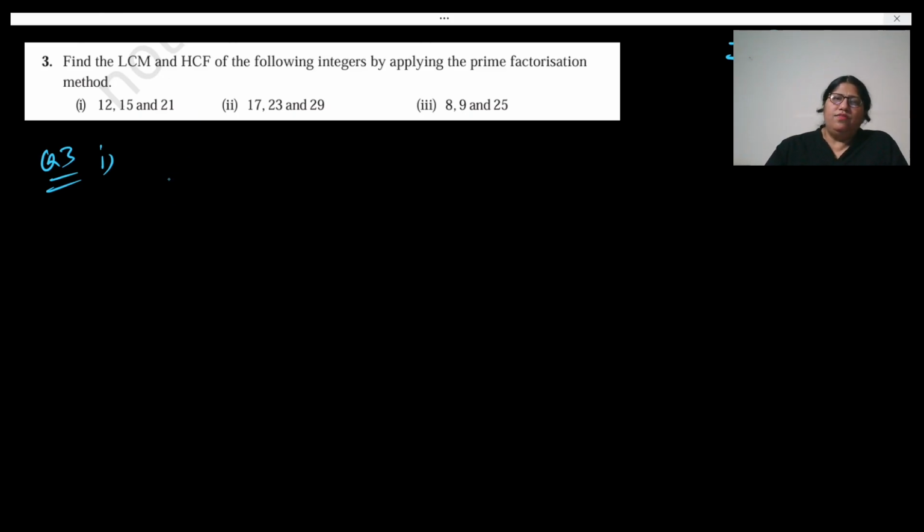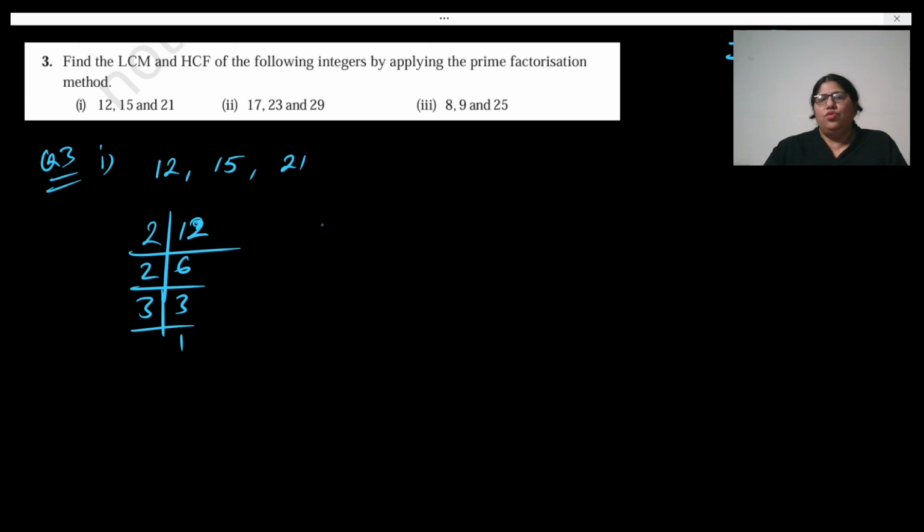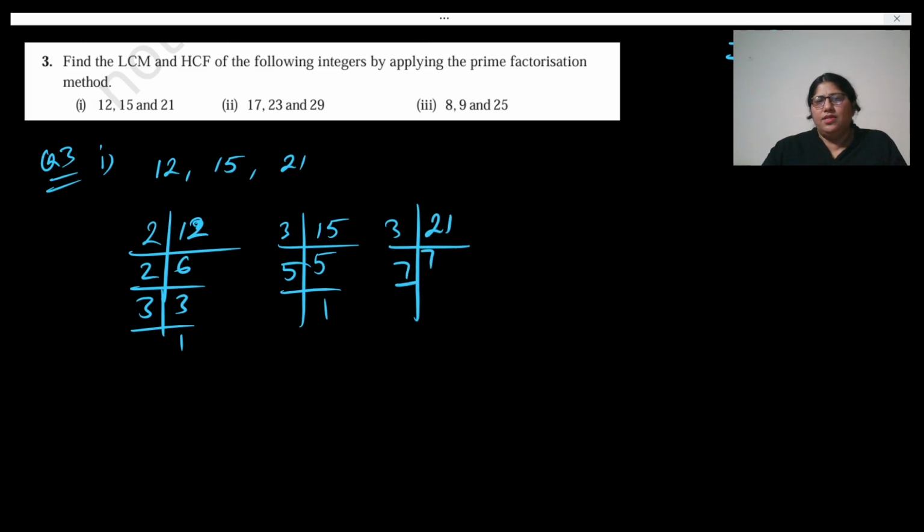So let us take the first one here. First I can take 12, 15 and 21. What is the prime factorization of 12? If you remember, you can directly do it, but because this is a subjective question, you need to show all the steps. If it is objective, you can do it mentally also, right? And then 21, it is 3 times 7, each to the power 1.